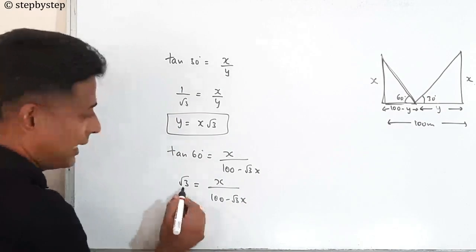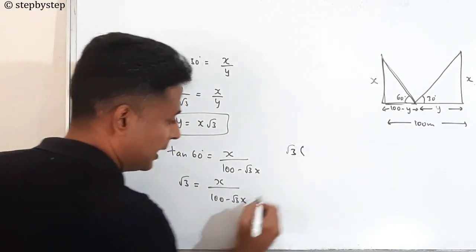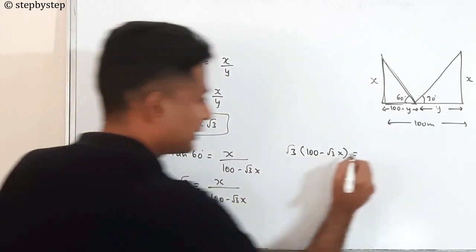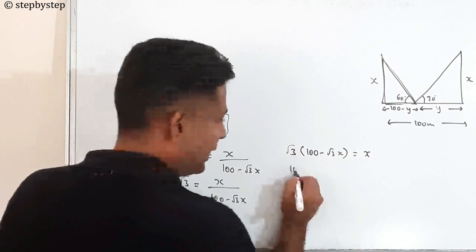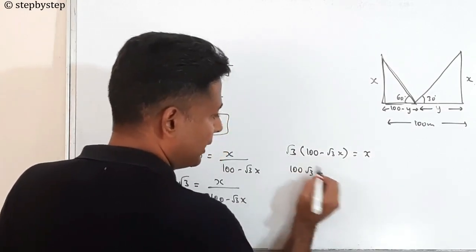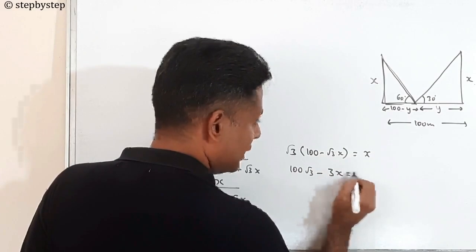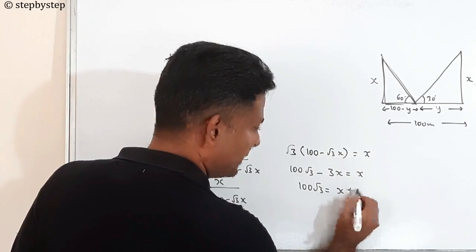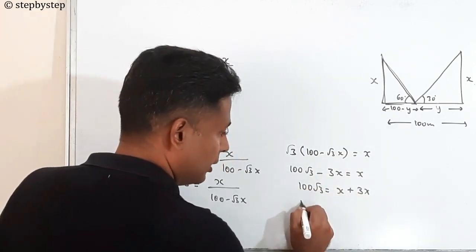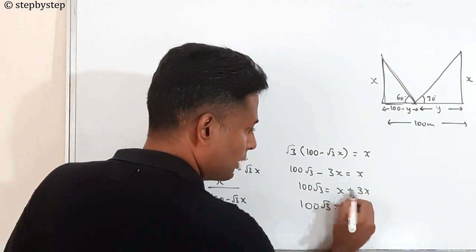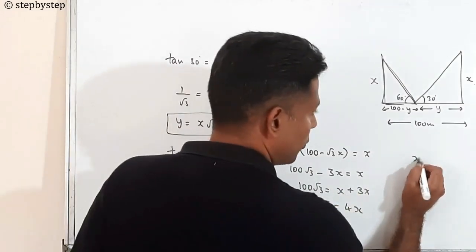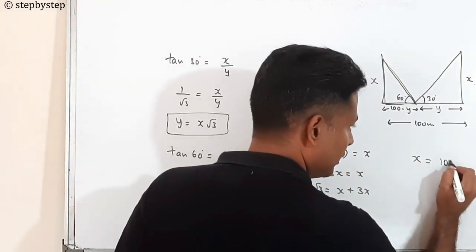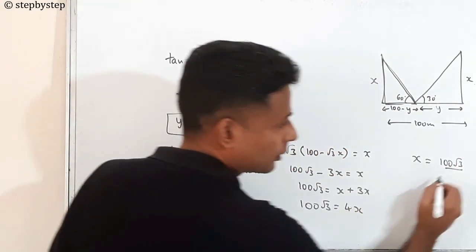Okay, transposing this I get root 3 into 100 minus root 3 x equal to x. Now opening the bracket, root 3 into 100, 100 root 3 minus root 3 into root 3 x, 3x, equal to x. Now transposing I get 100 root 3 equal to x plus 3x. This I have taken that side. So I get 100 root 3 equal to x plus 3x, 4x. So what do I get? x equals, this 4 I have to transpose here, so it will become 100 root 3 by 4.